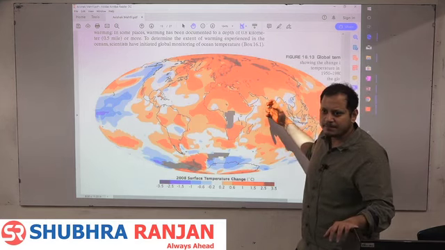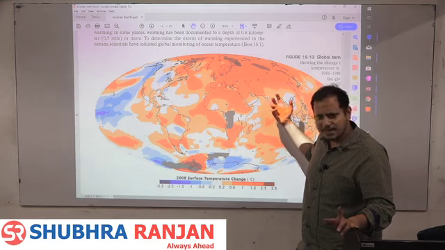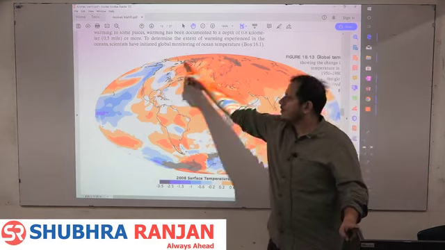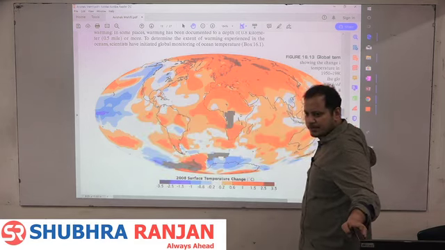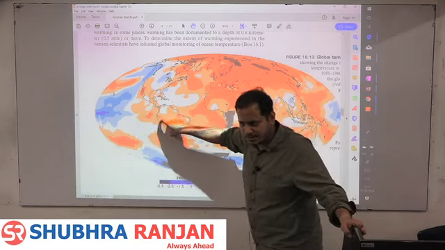Can you make this diagram? ये diagram ऐसे नहीं बनेगा. World map shade करो और shade करो the regions of greatest temperature increase.